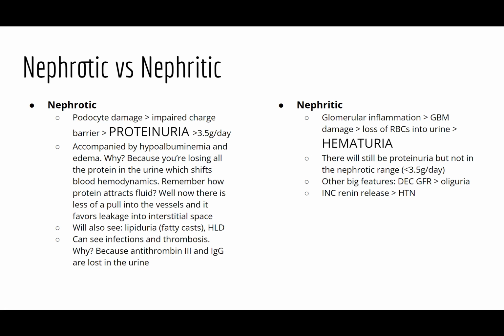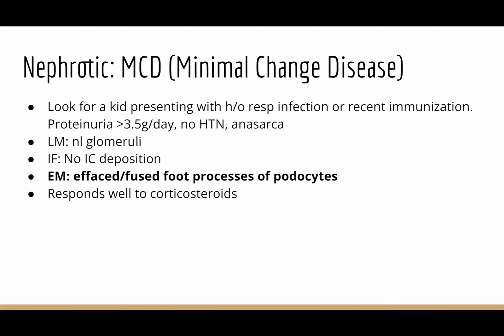This makes sense though, because if your glomerulus is damaged, you're not getting good filtration of the blood. And so you're going to have a decreased GFR, you're going to get oliguria. And then because you're decreasing GFR, you're going to get an increase in the renin release, and then you can get hypertension down the line. So let's go over the minimal change disease.